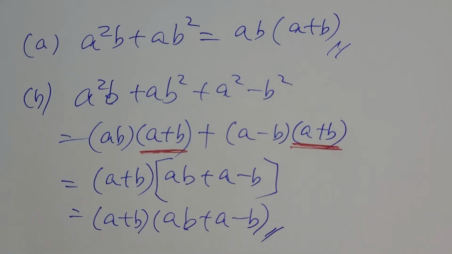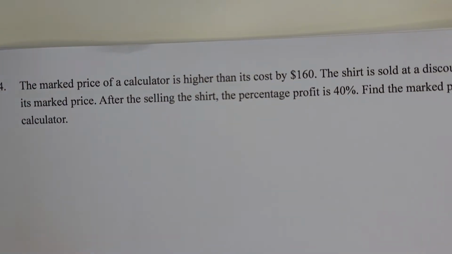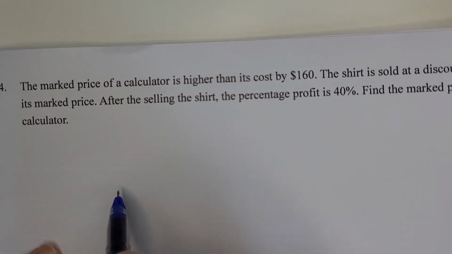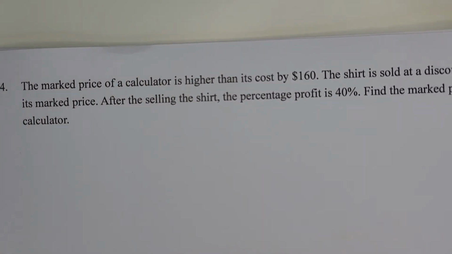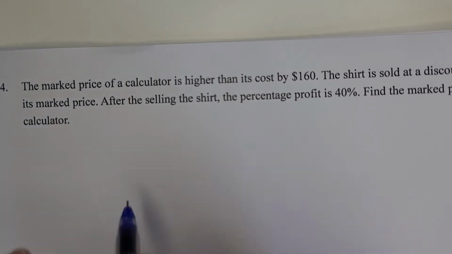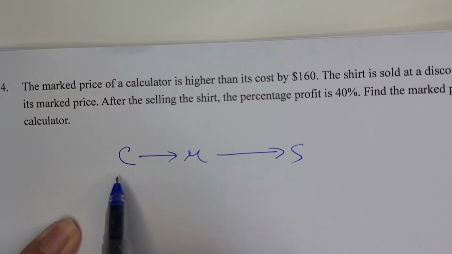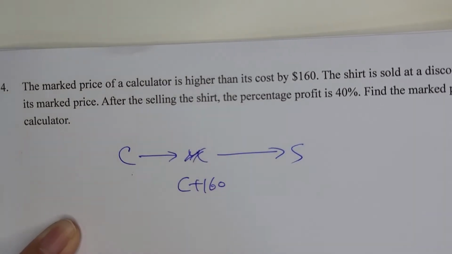Okay, let's move to question number 4. The marked price of a calculator is higher than its cost by 160. Okay, so we can see that there's a question about the cost, marked price, and the selling price. So we draw a CMS model. The cost is unknown. The marked price is 160 higher than the cost. So we can write this one as C plus 160 directly.